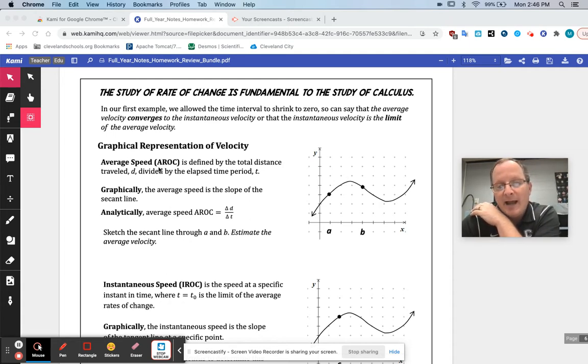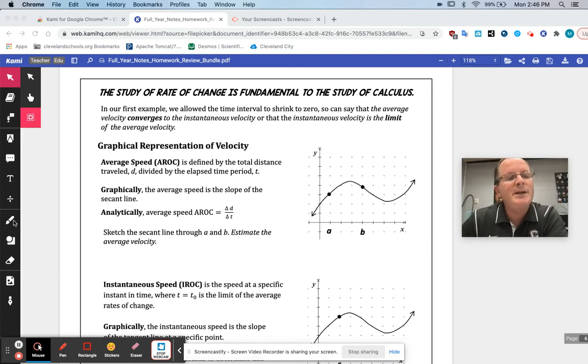So we have average speed or average rate of change is total distance d, which sometimes they use s there, divided by the elapsed time period t. Graphically, the average speed or rate of change is the slope of the secant line. I'll draw that in just a second. And the average, they call it AROC, is the change in the distance over the change in time. So it says sketch the secant line.